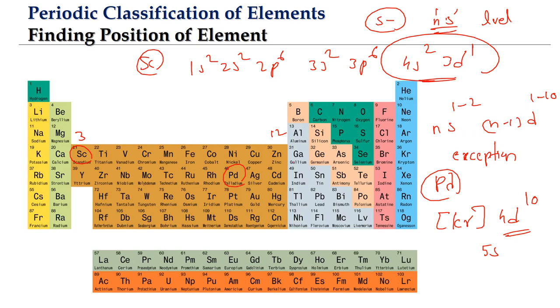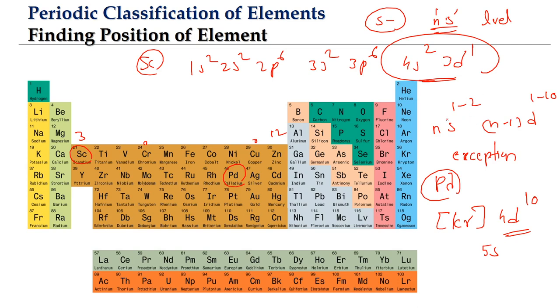We talked about the electronic arrangement of copper. After filling 4s we should go and fill 3d, but exceptions will be there in the case of copper and chromium. We have talked about it in the structure of atom chapter. So this is the general arrangement. The outermost will be ns1 to 2, n minus 1 d1 to 10.